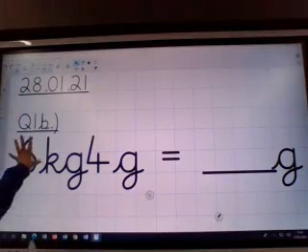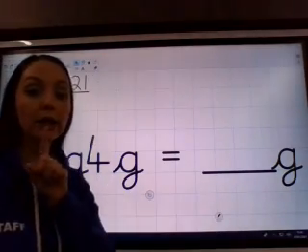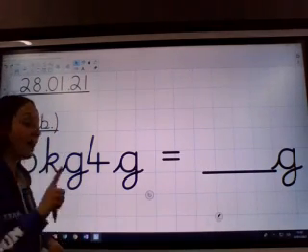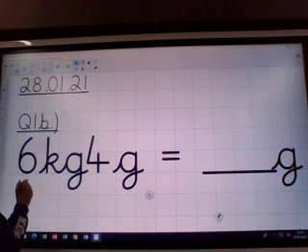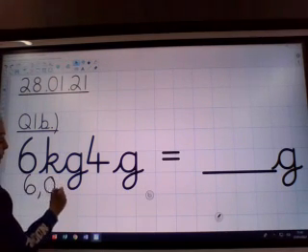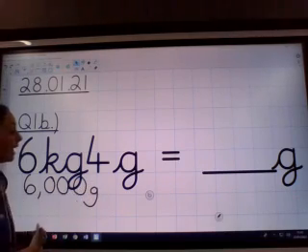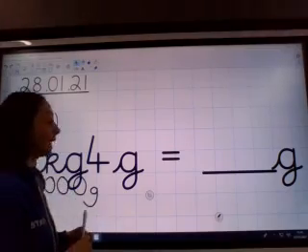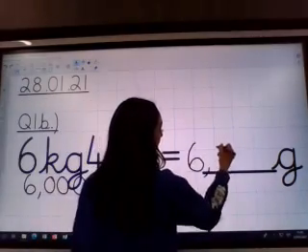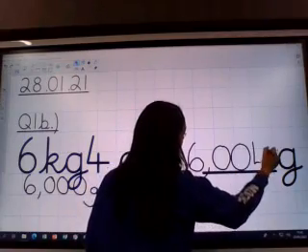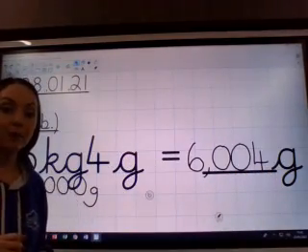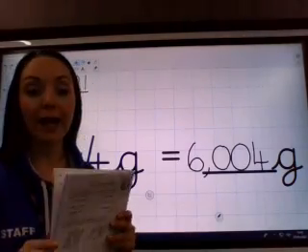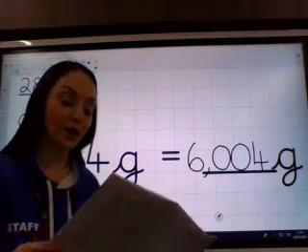So remember, there is 1,000 grams in 1 kilogram. Okay, so if I know that there's 1,000 grams in 1 kilogram, then in 6 kilograms there's going to be 6,000 grams. Okay, and then I haven't got to change this 4 grams because that's already in grams, so all I've got to do is add that on. So my answer for this one would be 6,004 grams. Okay? So well done if you managed to get that one right. If you struggled with that one, just flick back, double check and do your corrections.